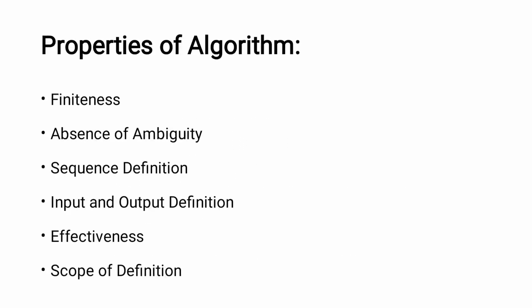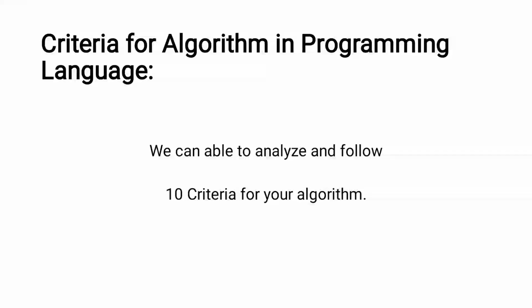Properties of algorithm. So what are the different properties of an algorithm? One is finiteness, absence of ambiguity, sequence definition, input and output definition, effectiveness, and finally scope of definition. So what are the criteria of an algorithm in a programming language? We have 10 different criteria for an algorithm.